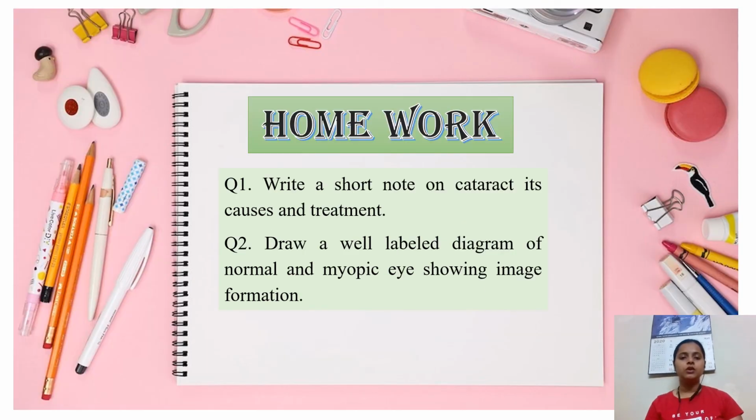Okay students, so now comes your homework part. So I have given 2 questions in your homework. So first question is, write a short note on cataracts, its causes and treatment. Okay. While in the second question you need to draw a well-labeled diagram of normal and myopic eye showing image formation. Okay. So you have to draw a normal and a myopic eye in which you have to show the image formation. Okay. So I hope the homework part and today's topic we have learned is clear to you all.